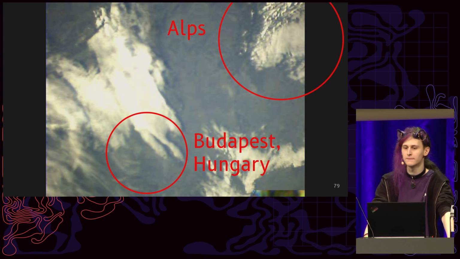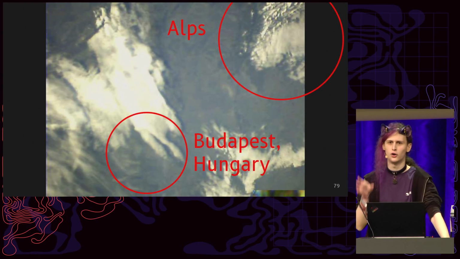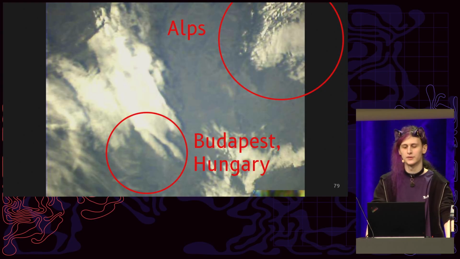So this is Hungary. And in the top right, you can see that like a little more jagged than a cloud would be, and that's actually the Alps from above. And then down there somewhere is Budapest.